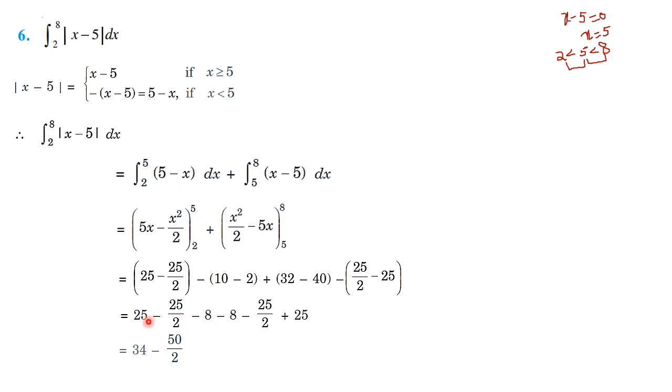Then that is equal to 25 plus 25, 50, minus 8 minus 8, that is 16, so 50 minus 16, which is 34. Then here 25 by 2 and here 25 by 2, the common denominator is 2, so you can just add the numerators, minus 25 minus 25, that is minus 50 by 2, which is minus 25. So 34 minus 25, the answer we are getting is 9.